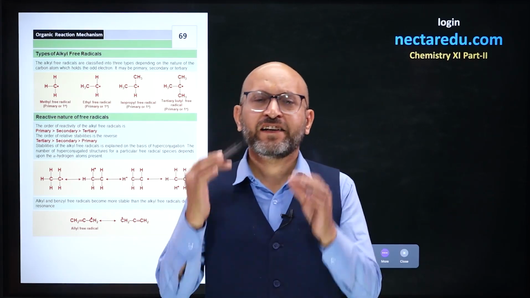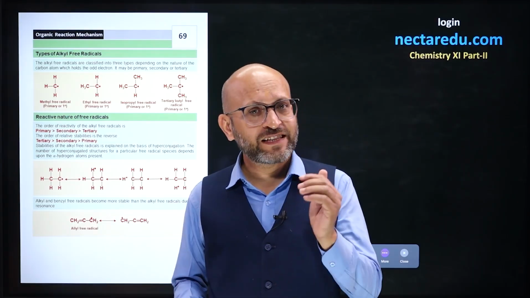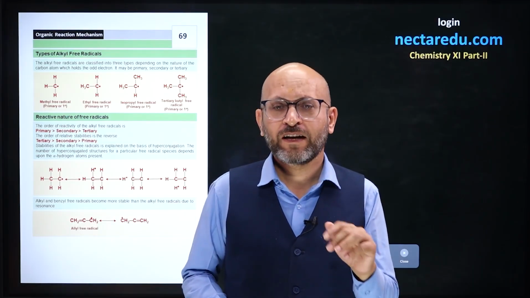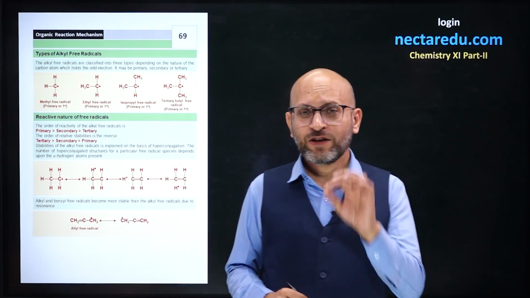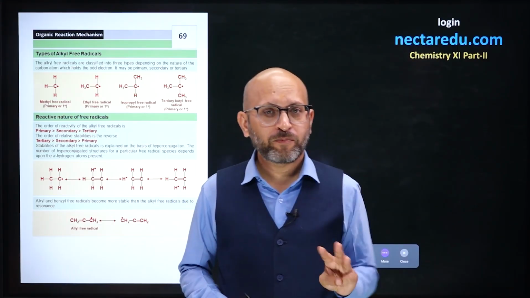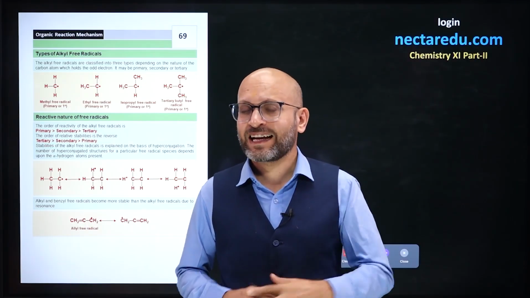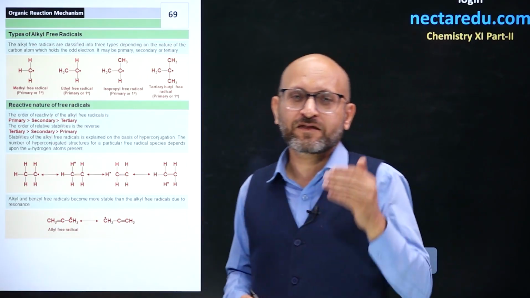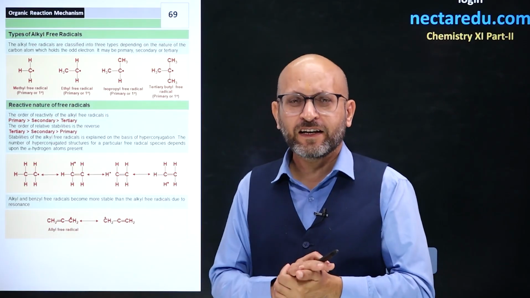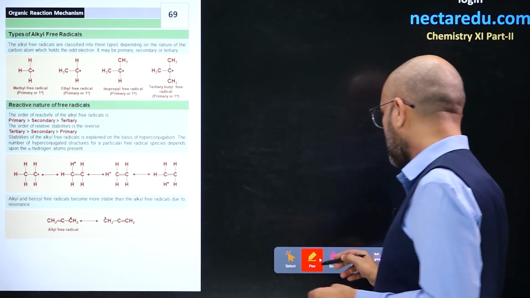Free radicals are neutral species having an odd electron. That means they have one unpaired electron, because of which they are paramagnetic. They are neutral species, so in total they have 3 bond pair electrons and 1 unpaired electron. So in total they have 7 valence electrons. Since they are neutral, they do not get attracted towards a positive or a negative plate if you apply any electric field.